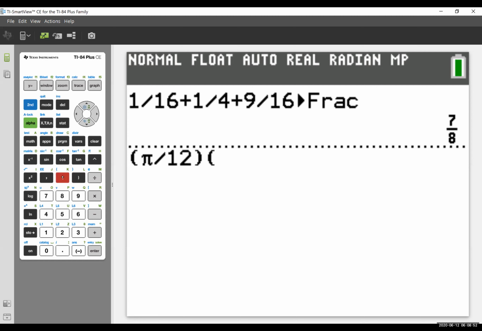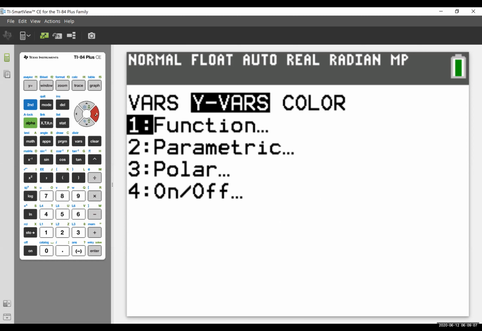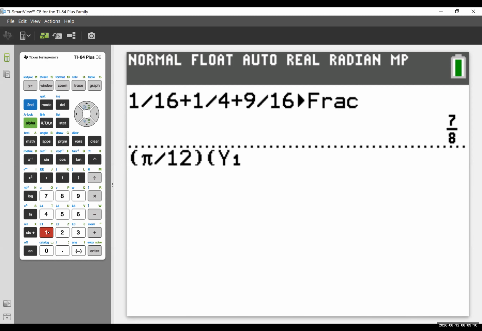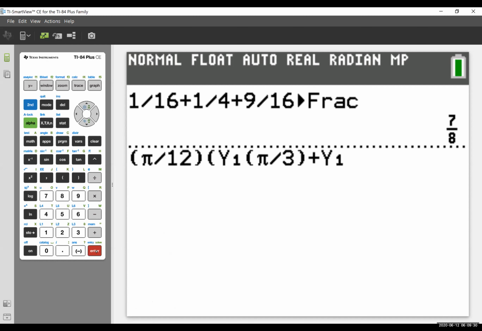But now I'm going to add this to my function evaluated at pi over 3, 5 pi over 12, and pi over 2. So how do I get that up again? We're going to press the variable key, vars. Scroll over to Y-vars. Select function. Now you've got y1. We already entered it in, but you're saying y1 evaluated where? And that's where we can say pi over 3. Close the parenthesis. You're adding that to y1, so vars. Scroll over to Y-vars, select function, select y1. This time, you're plugging in 5 pi over 12.